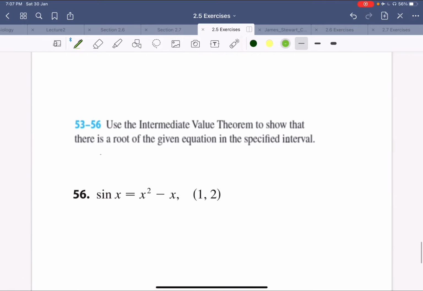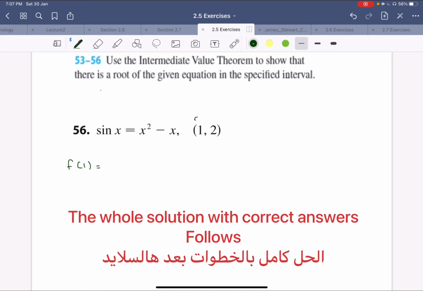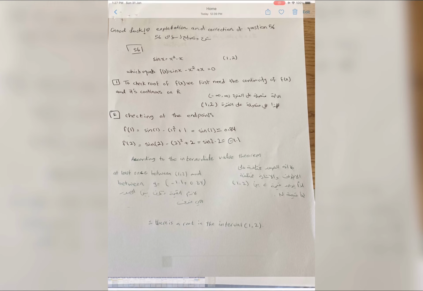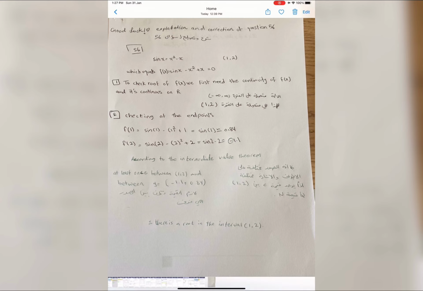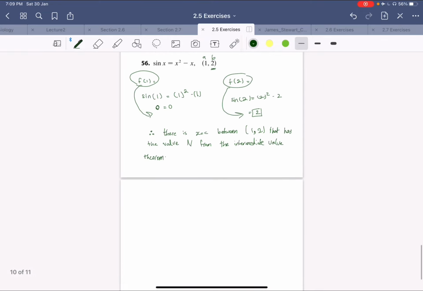Now, use the intermediate value theorem to show that there is a root of the given equation in the specified interval. As we said, we take f of a and f of b, f of 1, which is... And so we have finished the section 2.5 exercises.